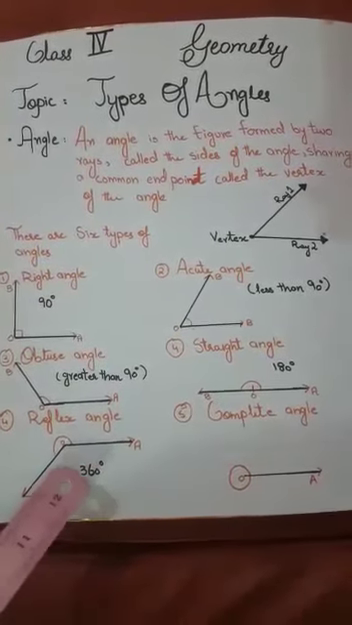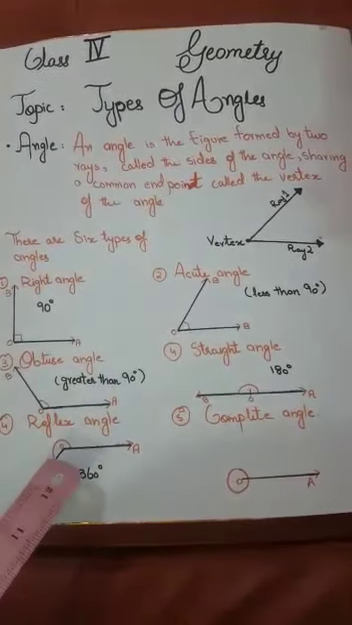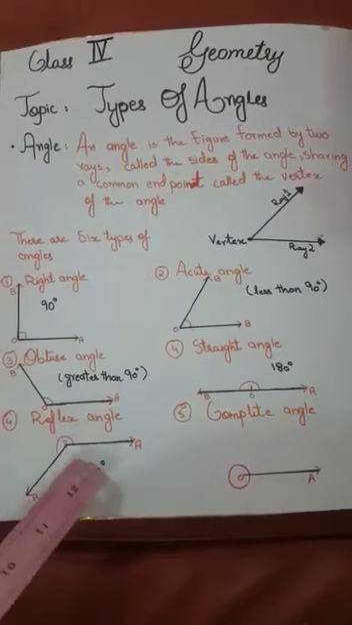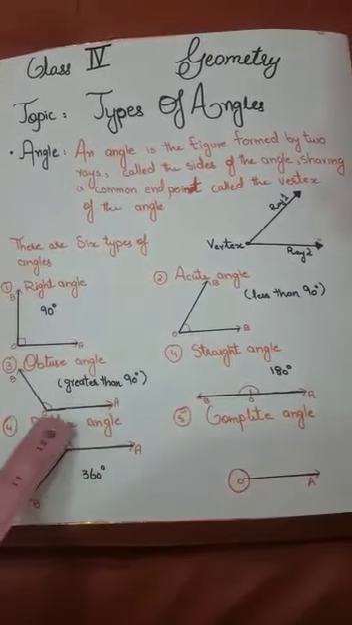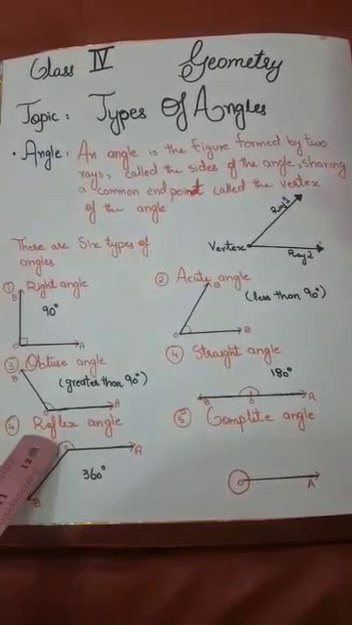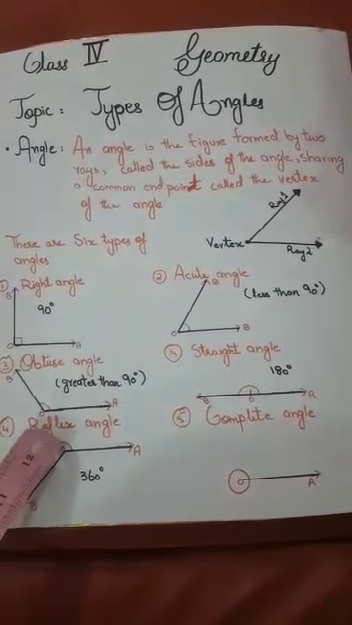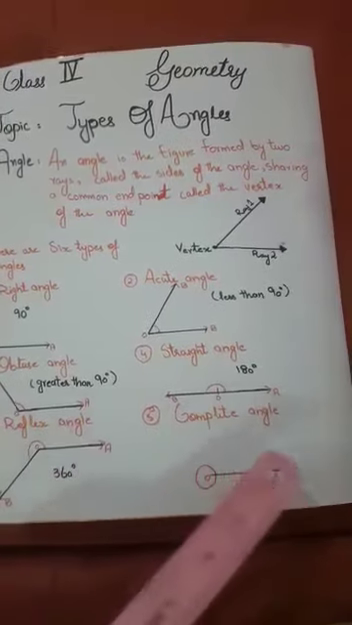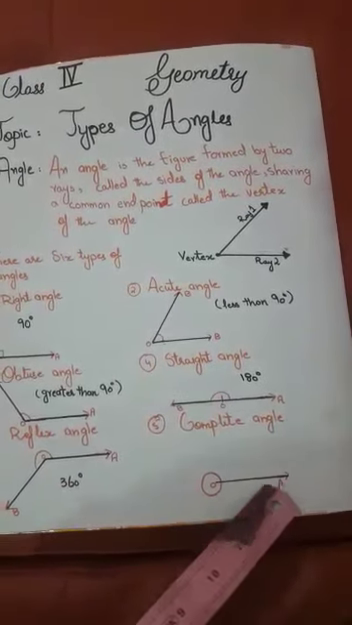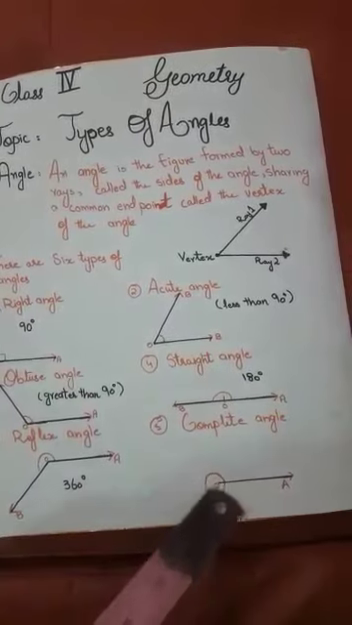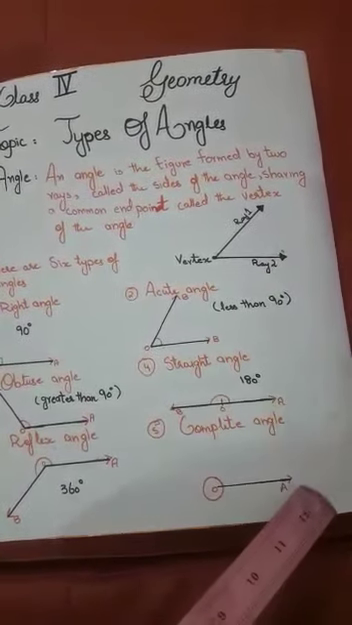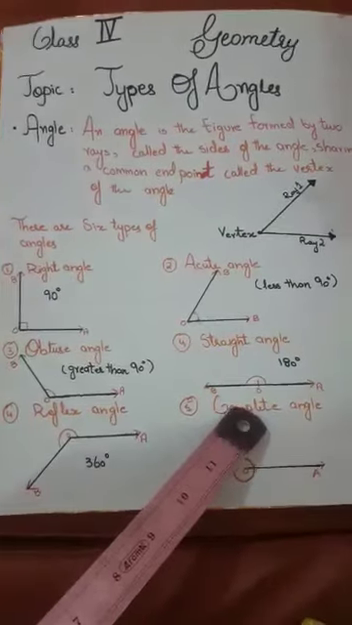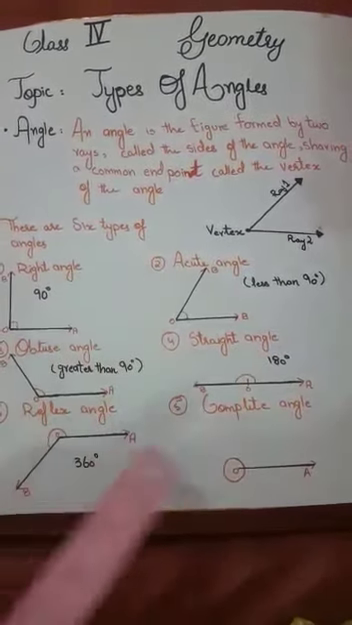The angle which measures from 180 degrees up to 360 degrees is called a reflex angle. This is the sign that shows this angle is a reflex angle. Reflex angles measure 180 degrees up to 360 degrees. And the line that shows a common point at this and this side, that angle is called a complete angle. So these are the 6 types of angles.